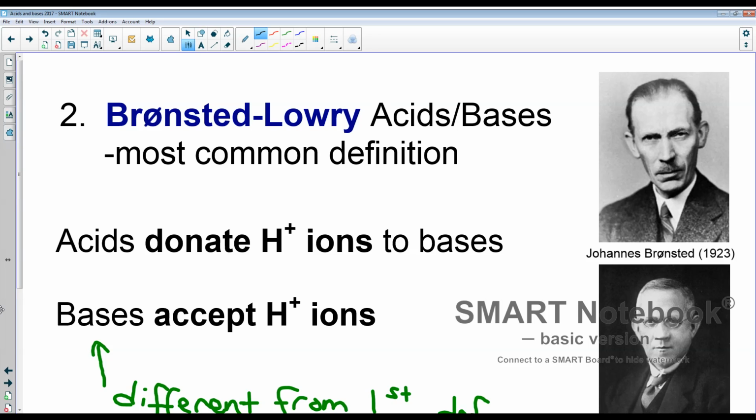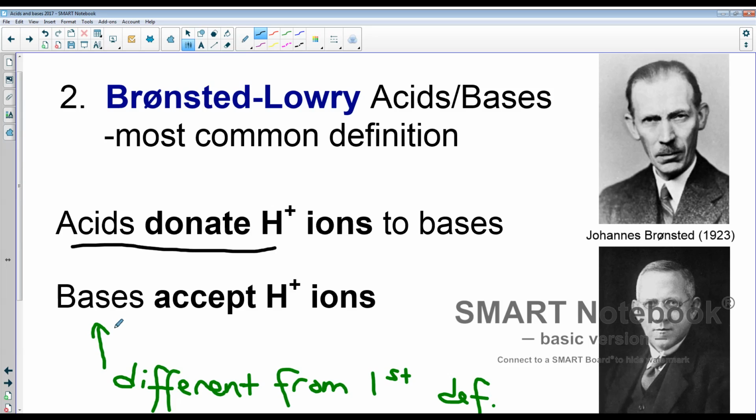The Brønsted-Lowry definition takes the important part about hydrogen and leaves it there. Acids donate hydrogen ions. Okay, that part we're keeping. But they have to donate it to something else. They donate the hydrogen ion to a base.